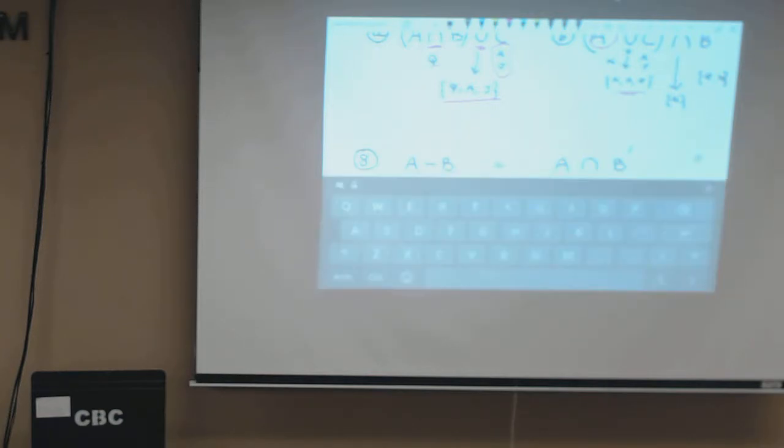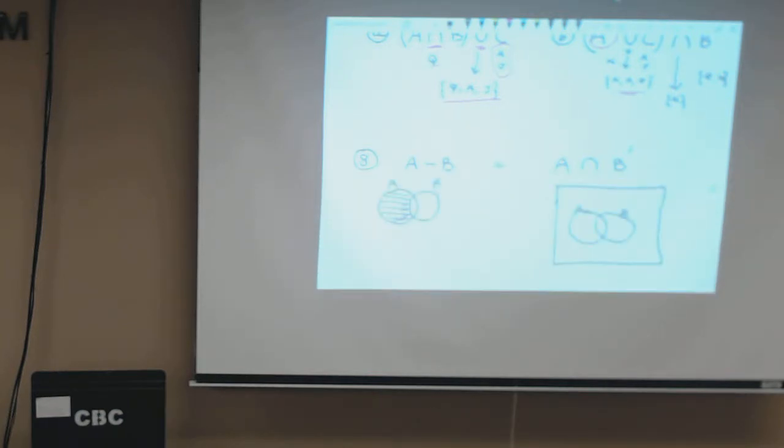Number 8. Draw a pair of Venn diagrams to show A minus B equals A intersect the complement of B. Well, how do I do A minus B? Well, I draw A and I have B, and then A minus B would be everything in A minus the stuff in B. Everybody agree that that's the picture of A minus B?